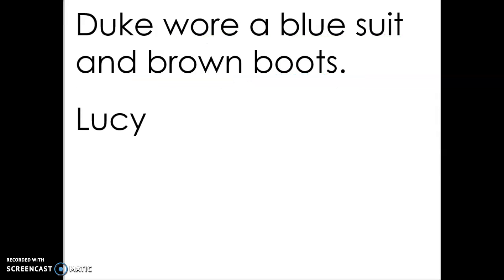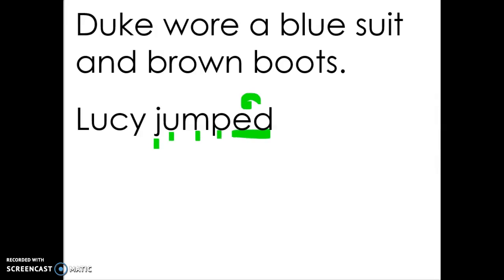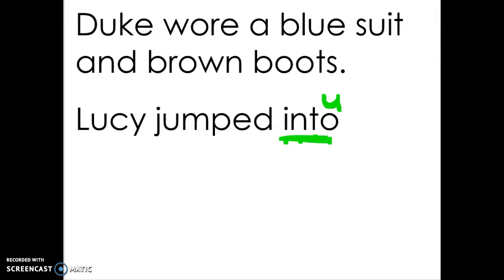Next sentence. Think. Ooh, because it's followed by a Y, the word is Lucy. What's the word? Next word. Think. It says D at the end. The word is jumped. Next word. Think. Say into. What's the word? Next word. Think. Say, the word is her. Next word, think.